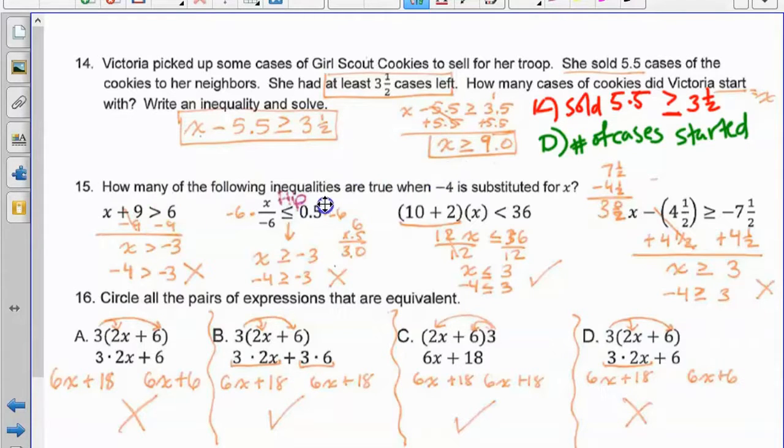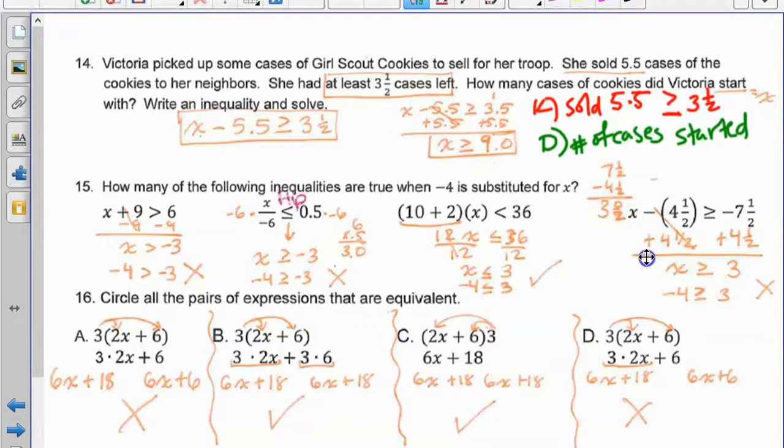Number 15, how many inequalities are true when you plug in -4? So you plug in -4 and see what works. For example, I went ahead and solved it. You could have plugged in -4 and then saw if it worked. If I solved it, -4, is that greater than -3? No. When I solve this, remember I flip it because I'm multiplying by -6. If I plug in -4, is -4 greater than -3? No. Again, greater than or equal to? No. 10 plus 2 gets me 12. 12x is less than or equal to 36. X is less than or equal to 3. -4 is less than or equal to 3. That's true.